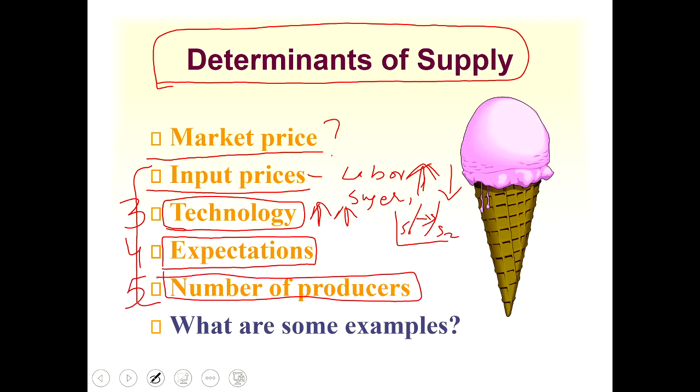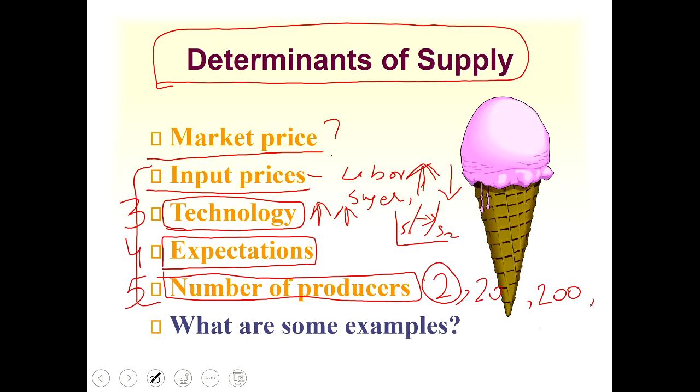The more producers you have of ice creams, the more supply there will be in the market. So if there are just 2 suppliers in the market of ice creams, then there will not be a lot of supply of ice cream. But if there are, for example, 20, then there are more producers, so they can supply more ice cream. And if there are 200 suppliers, the quantity of ice cream produced will be much higher than when there are only 2.